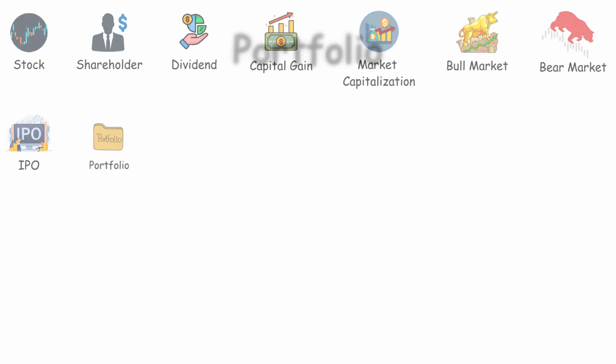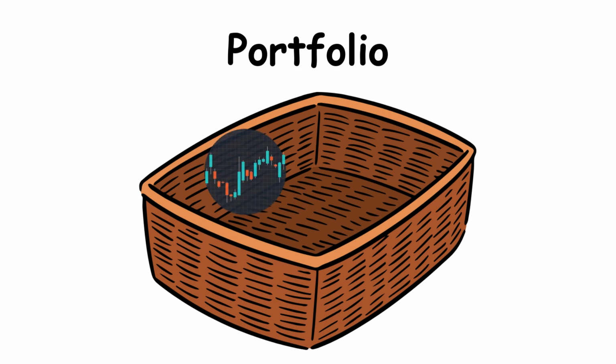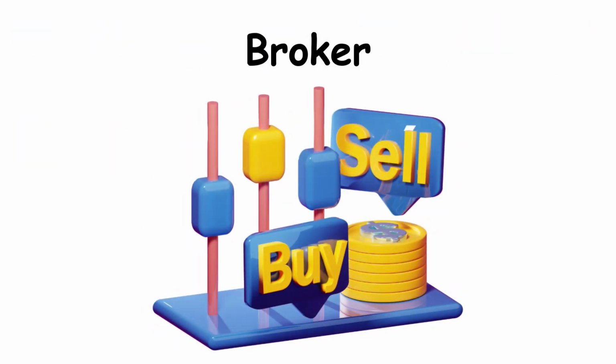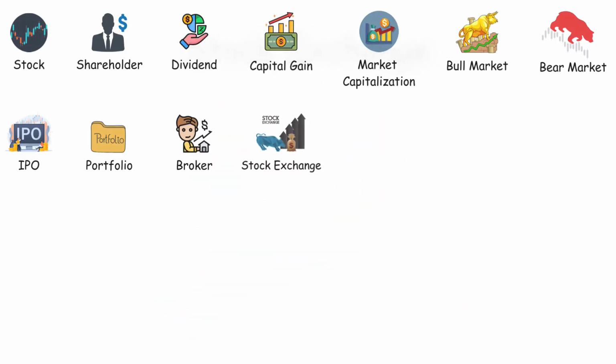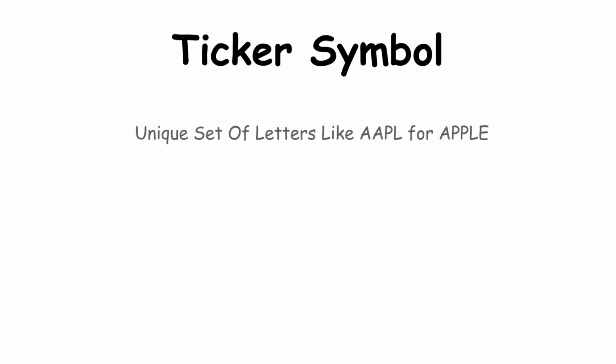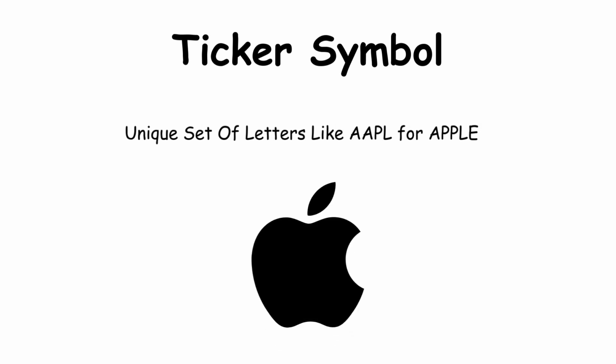Portfolio. A portfolio is a collection of investments like stocks, bonds, and other assets. Broker. A broker helps you buy and sell stocks. Stock exchange. A stock exchange is where stocks are traded. Ticker symbol. A ticker symbol is a unique set of letters representing a company's stock.